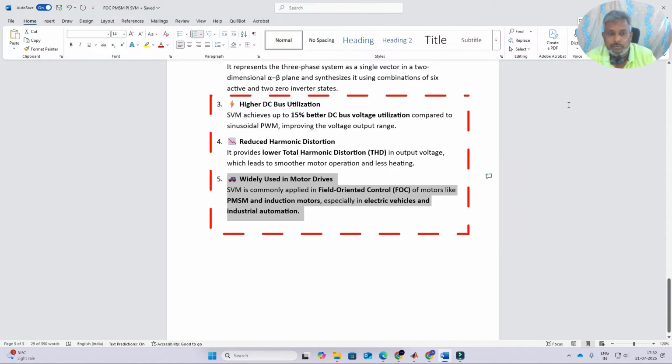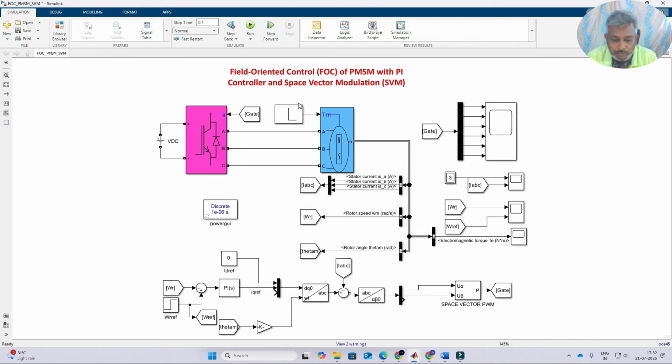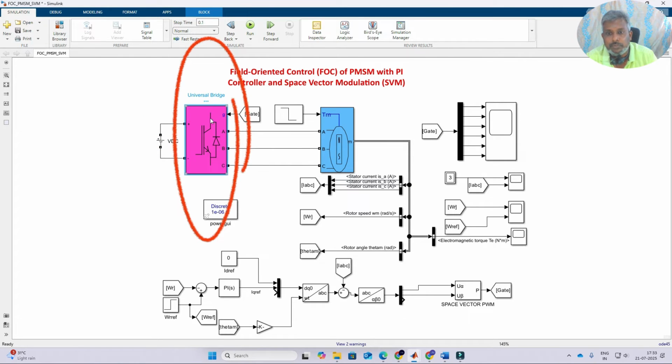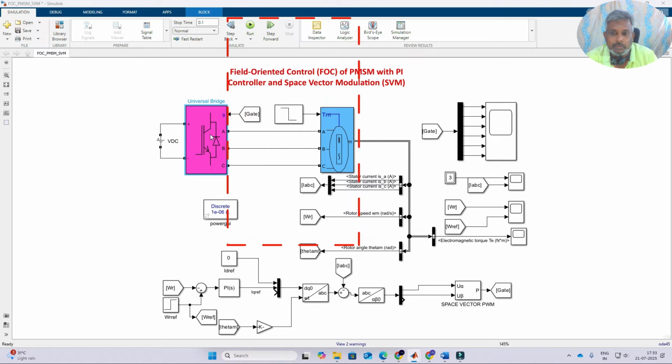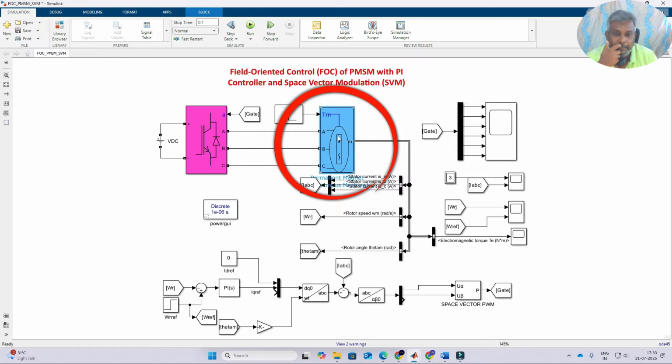Next we will see the simulation of the system for field oriented control of PMSM with the PI control and space vector modulation. This is the simulation model of the current video. It has a DC source and then this universal bridge, which acts as a three-phase inverter. When you click this universal bridge, you will see it has three bridge arms, and the power device is chosen as IGBT diode. This is directly connected to the PMSM.